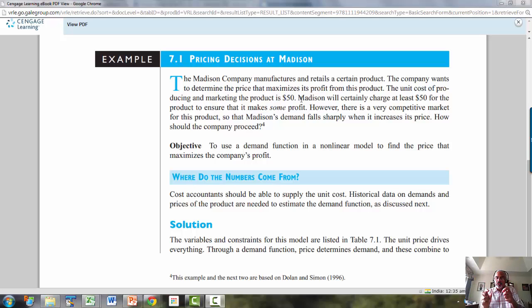Well, the price will have an effect on demand. If you increase price, the demand will go down. If you decrease price, the demand will go up. So how do we set the price?